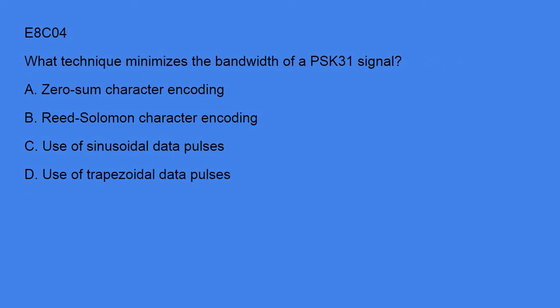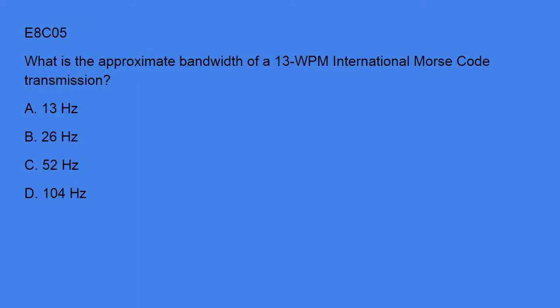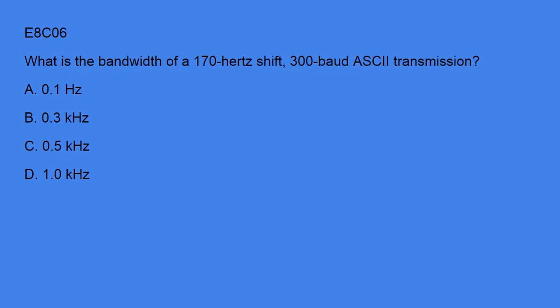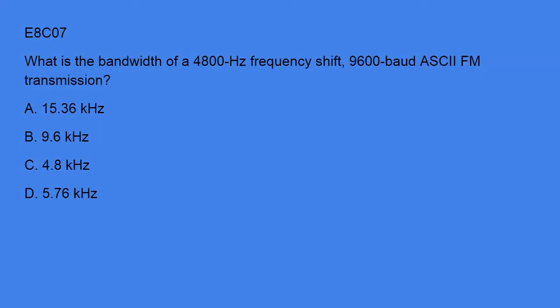E8C04, what technique minimizes the bandwidth of a PSK31 signal? The use of sinusoidal data pulses. E8C05, what is the approximate bandwidth of a 13-word per minute international Morse code transmission? That's 52 Hertz. E8C06, what is the bandwidth of a 170 Hertz shift 300 baud ASCII transmission? That's 0.5 kilohertz. E8C07, what is the bandwidth of a 4800 Hertz frequency shift 9600 baud ASCII FM transmission? 15.36 kilohertz.